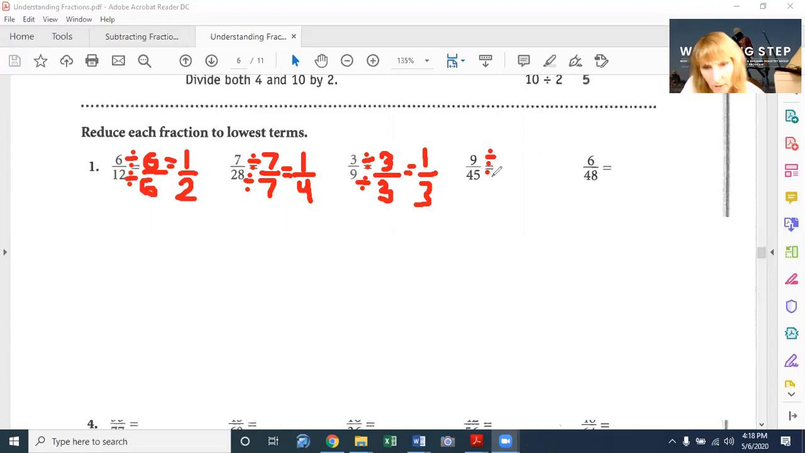My little dividing sign there. And as you get good at this, you can probably just do it in your head, but at first it's good to just write it all out. So I'm going to divide by 9 on top and 9 on the bottom. That will give me 9 divided by 9 is 1. 45 divided by 9, 5 times 9 is 45. So that one gives me 1/5.